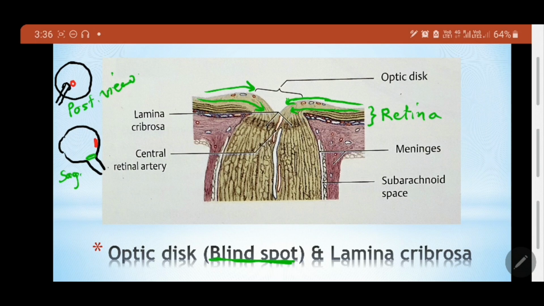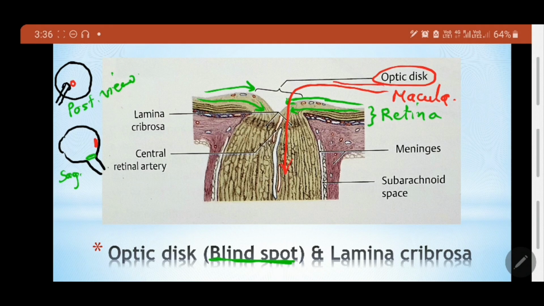Now this point is called the macula. Sorry, what I am talking about is not the macula, this is the optic disc. This is the optic disc we are talking about. Here these fibers are converging from the entire retina. Remember that the fibers from the macula converge centrally, they converge here at the center.